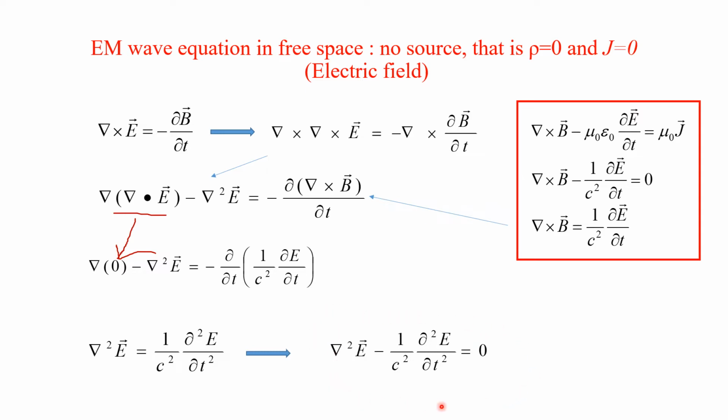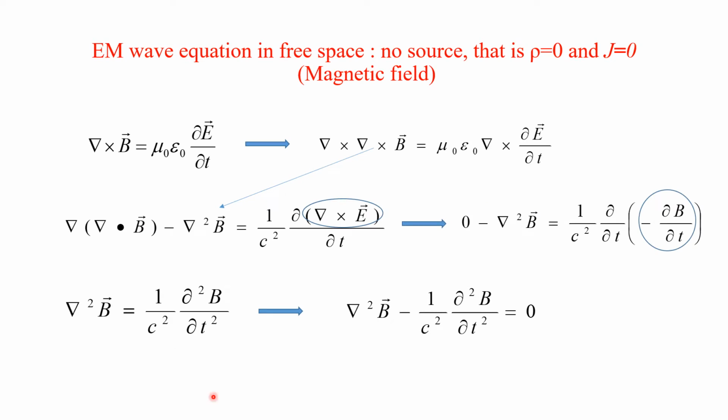This is similar to our conventional wave equation. The conventional wave equation is del squared f minus 1 over c squared partial squared f over partial t squared equal to 0. This is the conventional wave function. We will see what will happen to the magnetic field. Now we will see the wave equation in terms of the magnetic field. As usual, we have assumed rho is equal to zero and J also is equal to zero. Just take Maxwell's fourth equation.